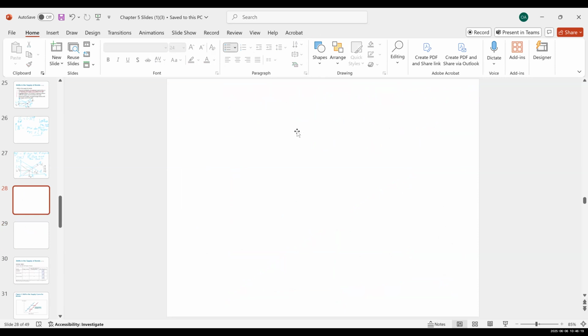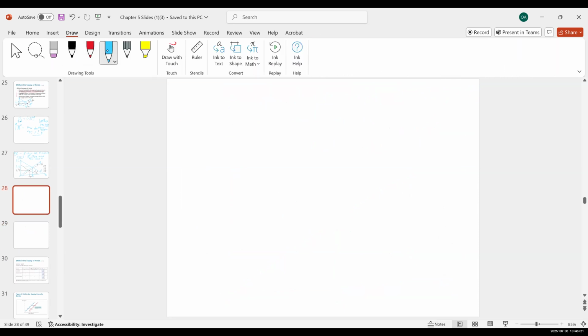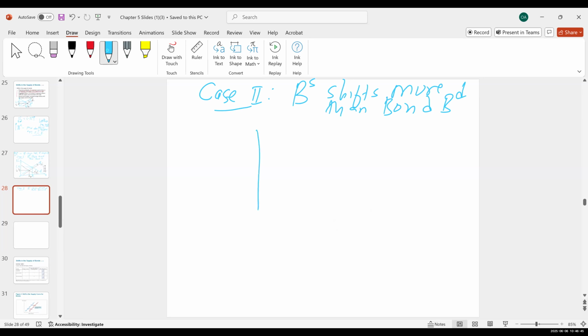So case two, we are going to assume that bond supply shifts more than bond demand. Remember, first case, we assumed bond demand shifted more than bond supply. What about this case? What if you assume that the shift of the bond supply curve to the right outpaced the shift to the left of the bond demand curve? Then we have something like this.